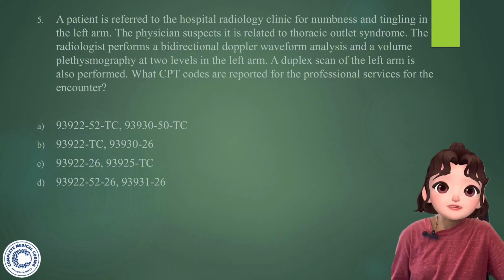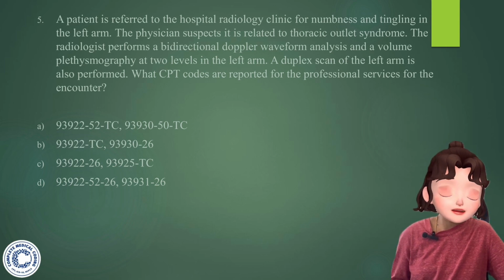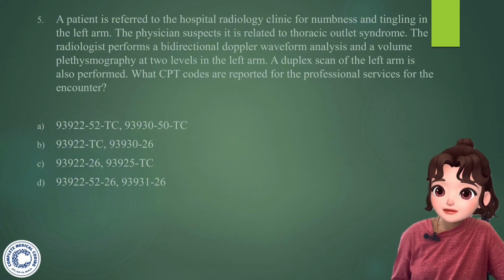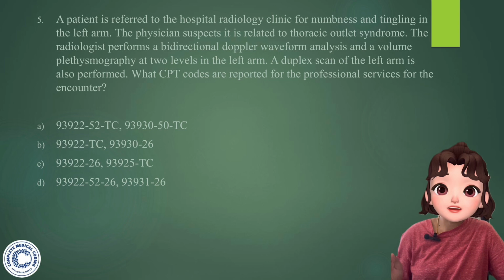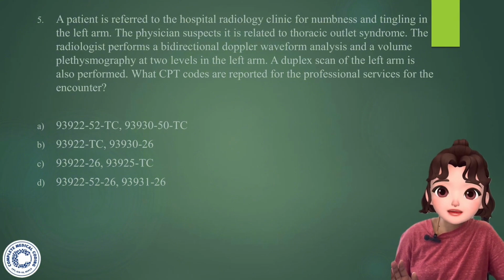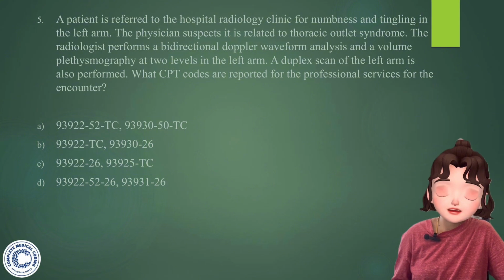See, like that, if you can sort out what is the correct code, you can easily find out the answer, the option. Because the 93931 code is there only in option D. So options A, B, C you can skip directly. 93931, duplex scan of left arm is performed. So you have to code only for the duplex scan of left arm, which is 93931. You directly got the answer, right, as option D. We can now skip out other options because 93931 is not there in other options.